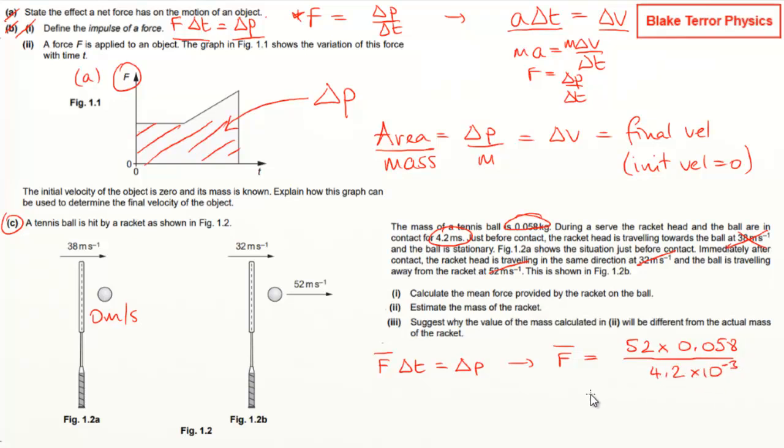We type all of that into the calculator, we get 718, so 720 newtons to two significant figures. Right, estimate the mass of the racket. It's interesting they put here "estimate" rather than "calculate". So why might they have done that on there?